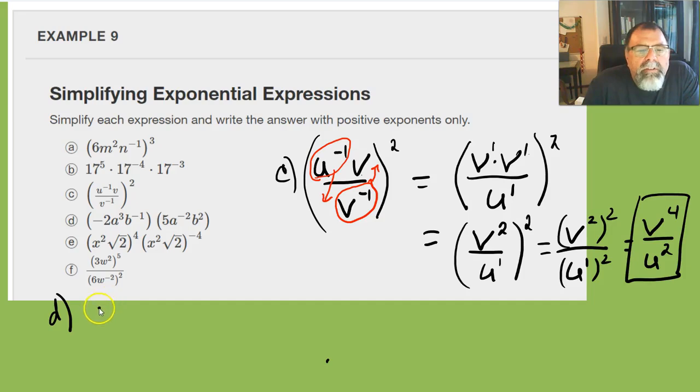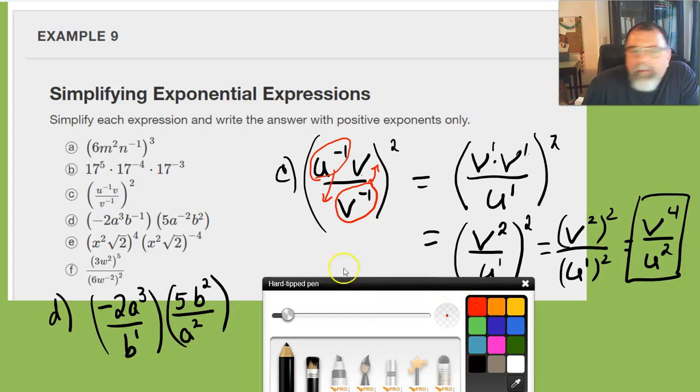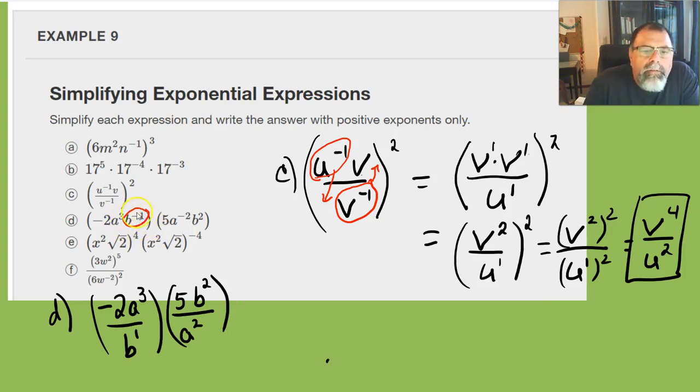Let's see, negative 2, a to the third. I'm going to go ahead and move this to the bottom, b to the 5. I'm going to move the a squared to the bottom, and then b squared. Okay, so remember, this is a negative number, this is a negative exponent. Negative exponent, you move it across the fraction bar and it changes the sign. Okay, this one, I can move that one across the fraction bar.